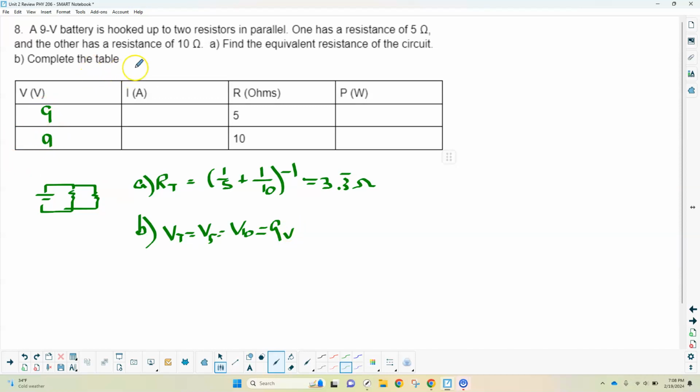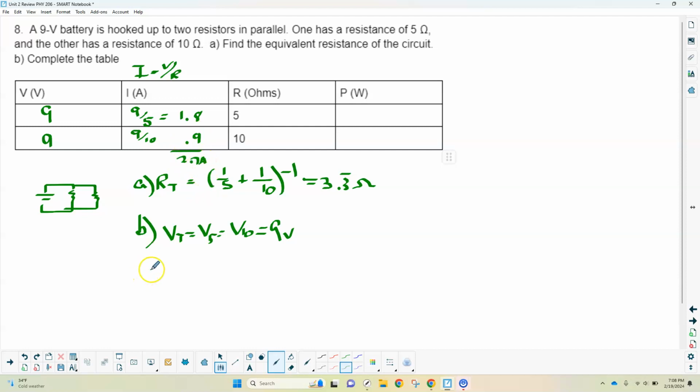So in order to get I is equal to V over R, I'm going to take 9 and divide it by 5 here. And this one would be 9 divided by 10. So 9 divided by 5 is like 1.8. 9 divided by 10 is 0.9. If we added those together, we'd get 2.7 amps. And that should be the total current.